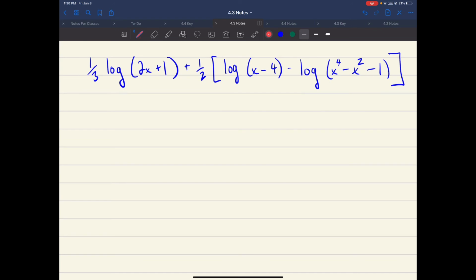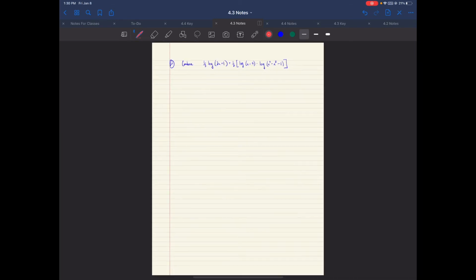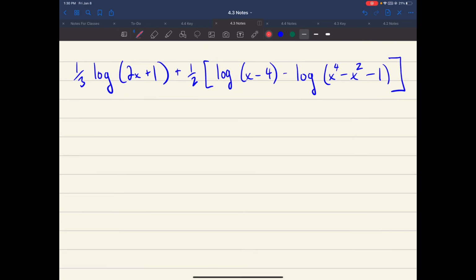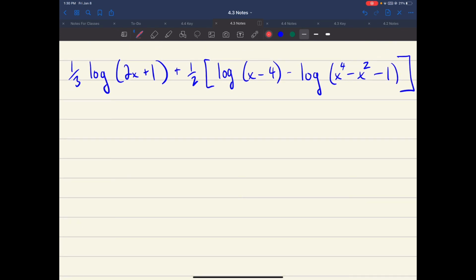All right, so it doesn't take too much to make these complicated. Here's a more complicated one. I think this is the last one of those. Yeah. So we'll just go slowly through it. So it's 1/3 the log of 2x plus 1, plus 1/2 parentheses log of x minus 4 minus log of x to the 4th minus x squared minus 1.